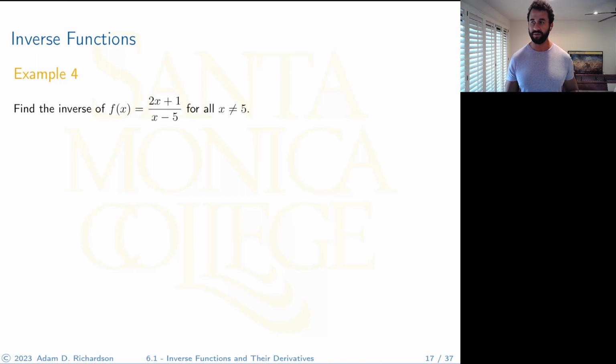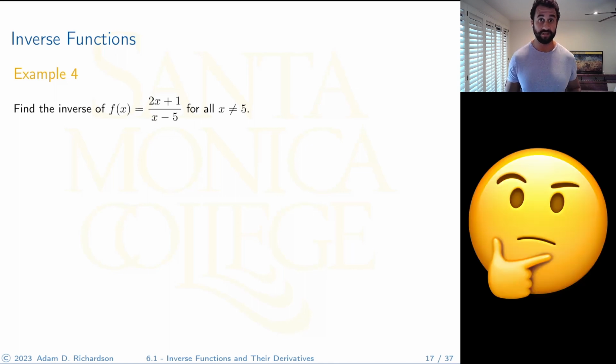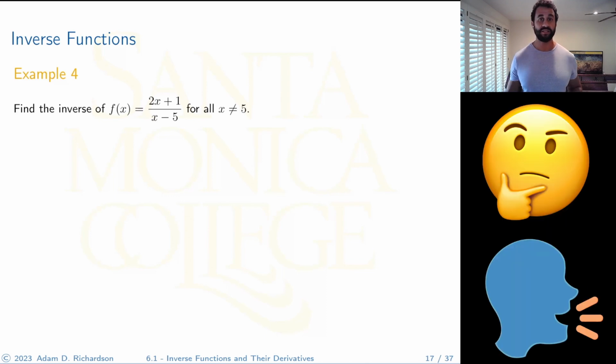All right, let's try another example. So here's another function, 2x plus 1 over x minus 5, defined for all x not equal to 5. See if you can find the inverse on your own, and we'll do it together. So think about how you would start. Now say something out loud to yourself about how you would start this process. How are you going to start the inversion process?